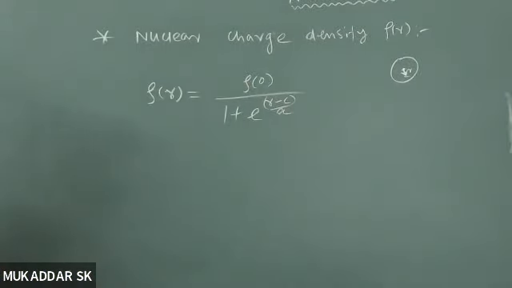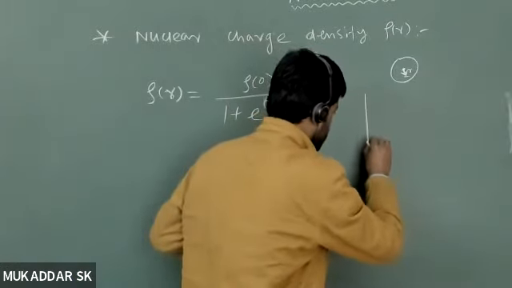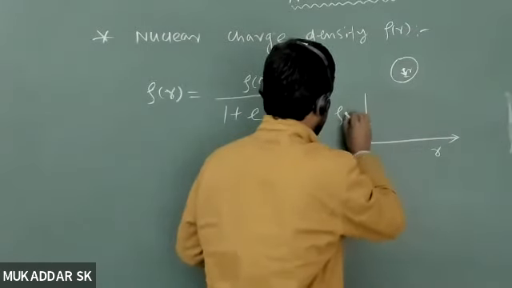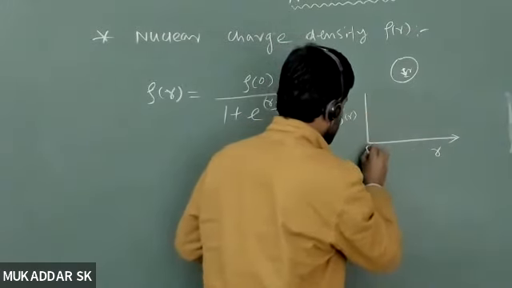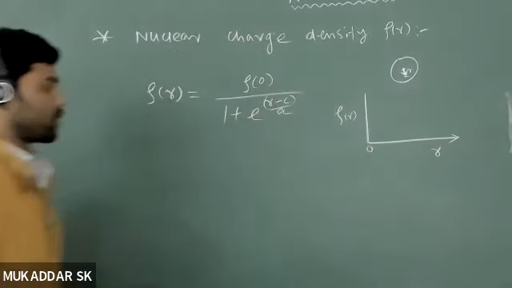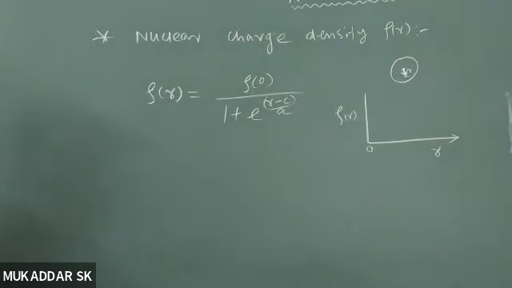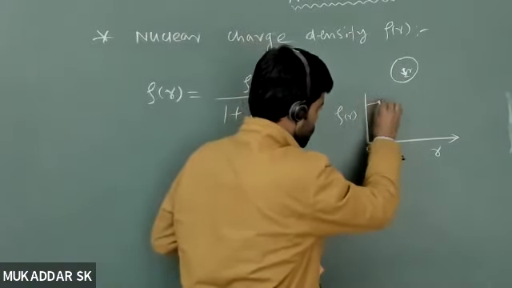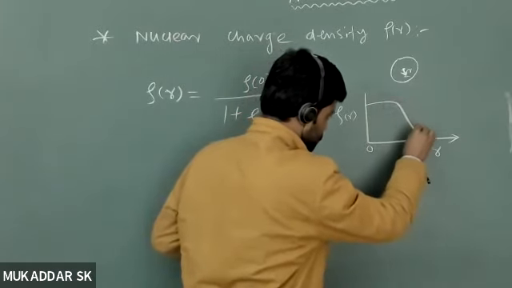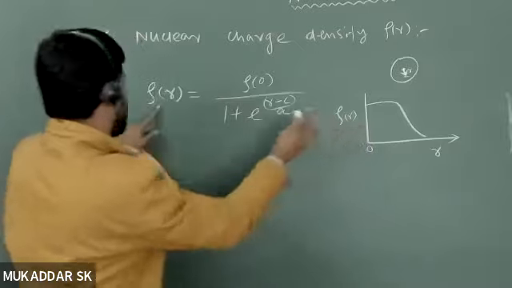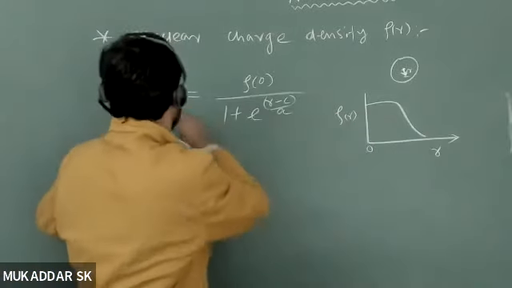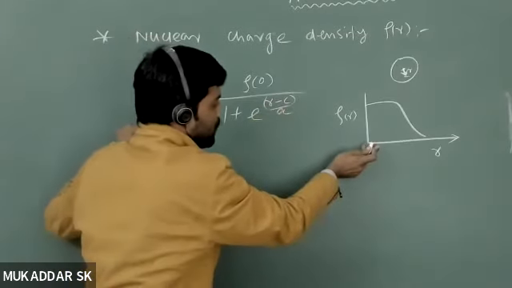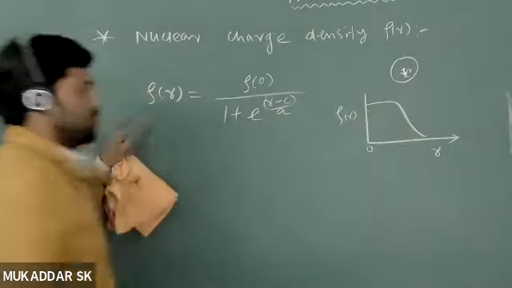If you plot the charge density inside the nucleus as a function of R, on this side you have rho of R, and suppose 0 is the point denoting the center of the nucleus. Obviously at the center you will have maximum charge density. There will be a plot like this. I am plotting rho of R as a function of R. If you increase the value of R from the center of the nucleus, there will be decay of charge density.